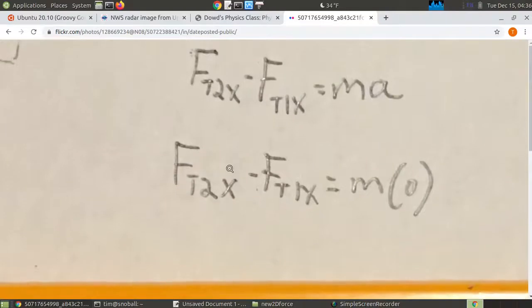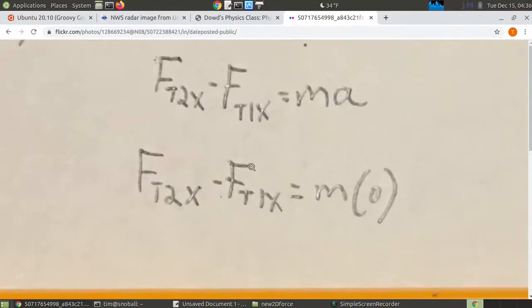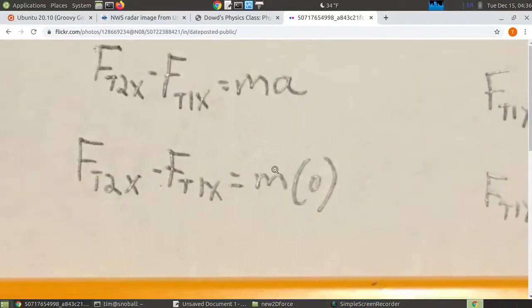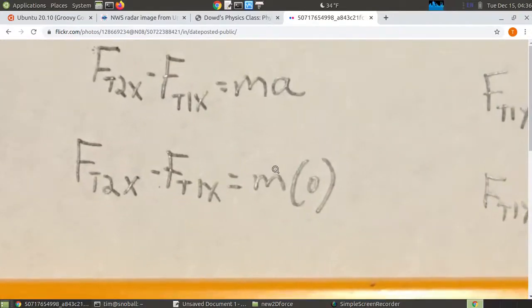So our final sigma F equation for the horizontal, sigma Fx, is Ft2x minus Ft1x equals 0. Why is the acceleration 0? Because the traffic light's hanging still. It's not moving or changing its velocity in any way.